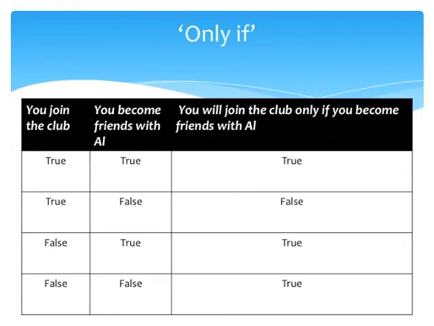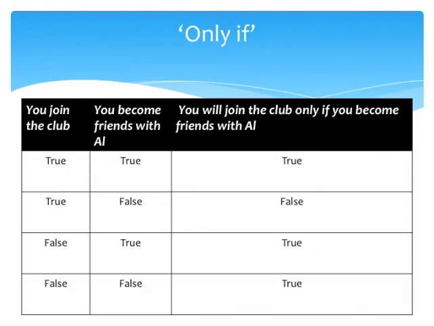Let's begin with the first row. Here there's no reason to think that the sentence is false, so let's make it true. Now the second row. In this row, you join the club is true, but you become friends with Al is false. This means that you can join the club without becoming friends with Al. And so the condition expressed by you will join the club only if you become friends with Al is false. And in fact, this is the only situation in which the sentence comes out false.